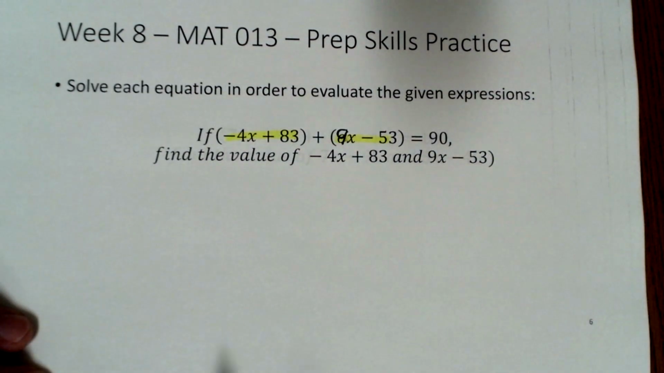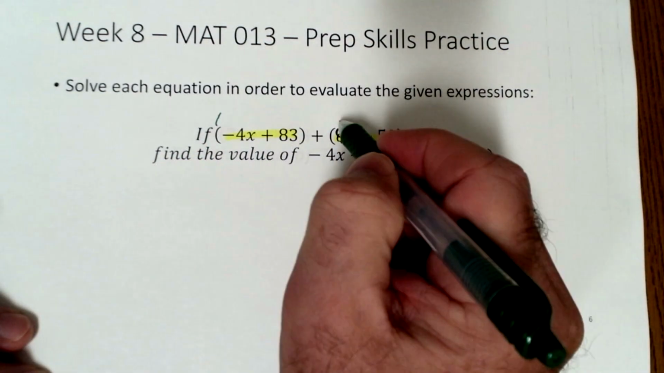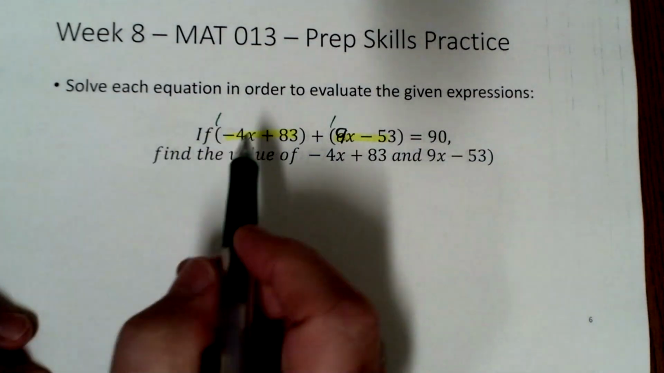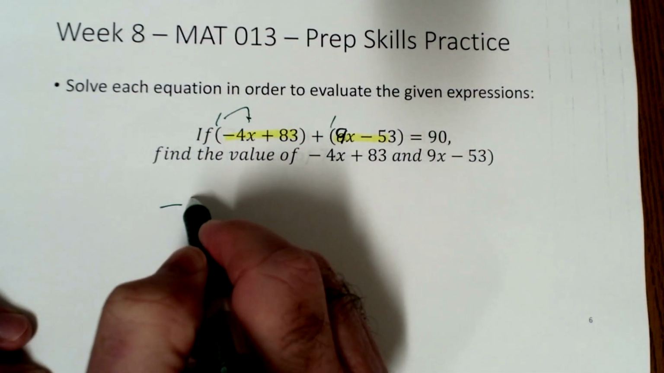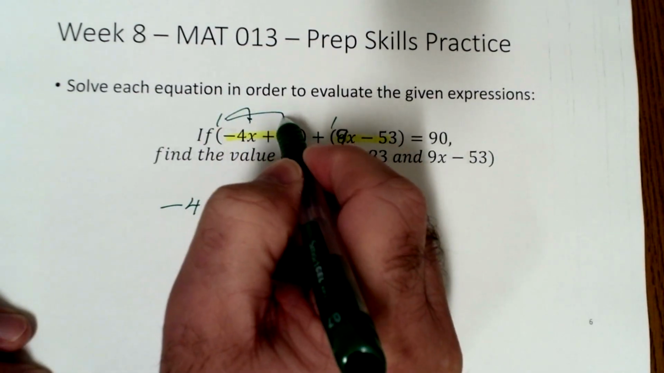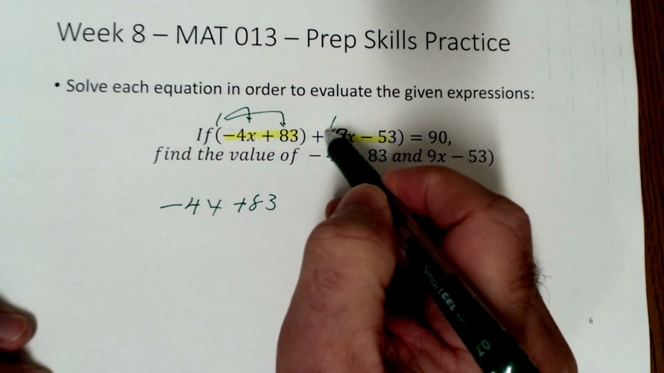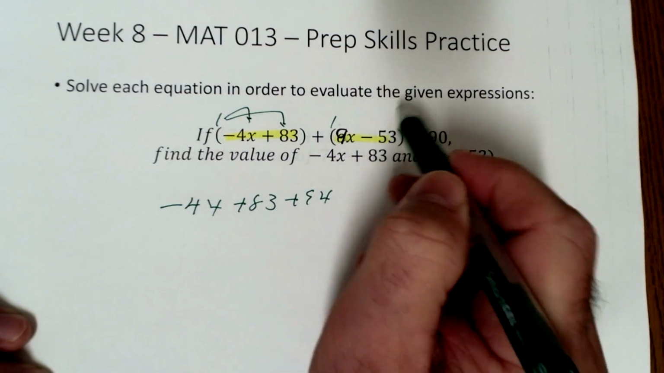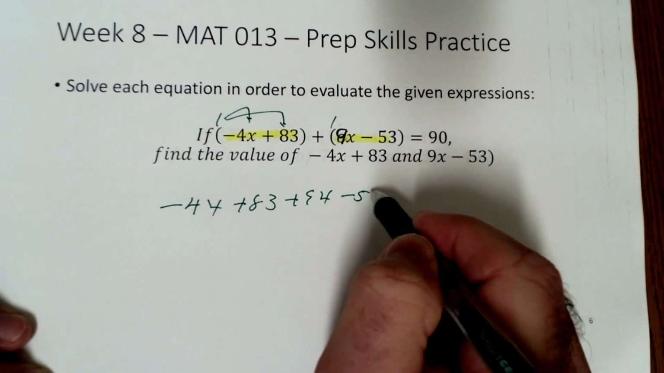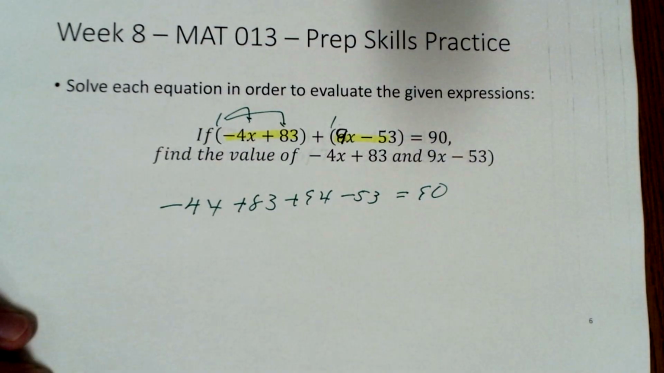All right, again, we have the same situation where we have the grouping symbols. We can't do the math inside the grouping symbols, so we're going to fall back on the distributive property. Here we don't have a value outside, so we'll insert the 1. Positive 1 times negative 4x gives us negative 4x. Positive 1 times positive 83 gives us positive 83. Positive 1 times 9x gives us plus 9x. Positive 1 times negative 53, signs are different, gives us negative 53, equals 90.